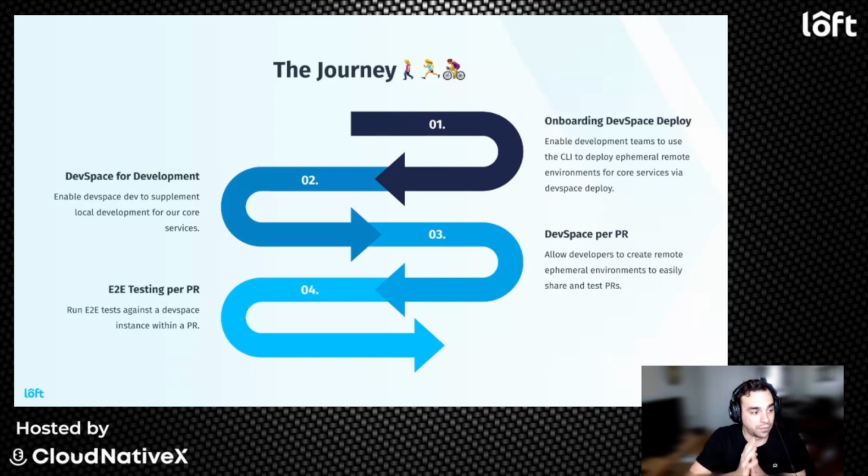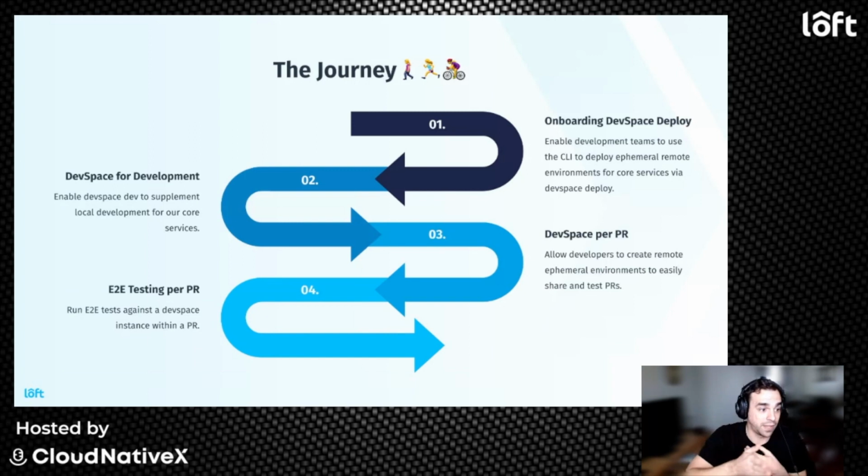The first iteration was DevSpace deploy. That essentially allows you to pull a repo and run a command, and it would generate the ephemeral environment within Loft. It has the controls that Loft provides you with, such as remote sleeping, as well as automatic deletion, which helps with resource management.